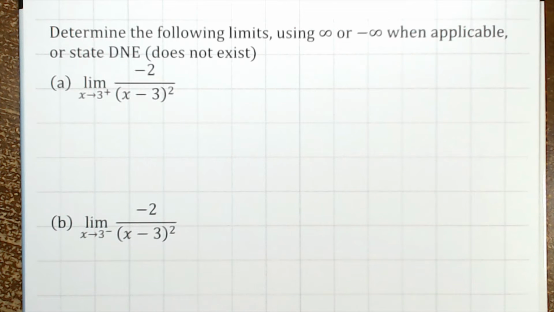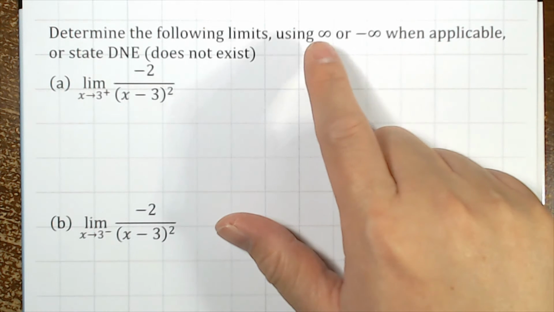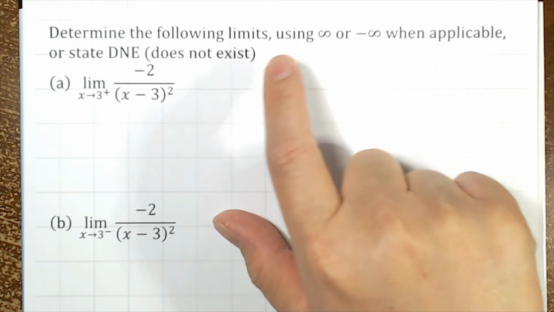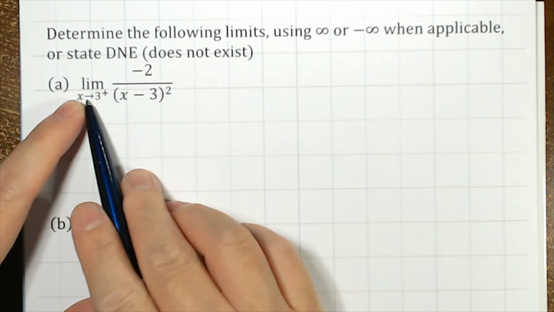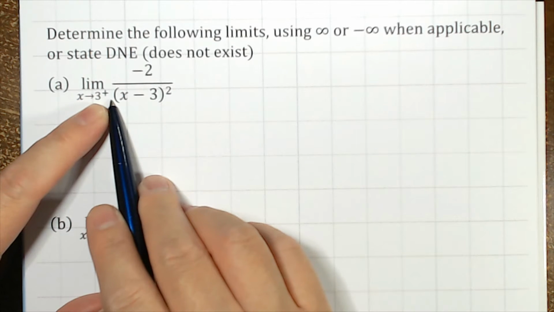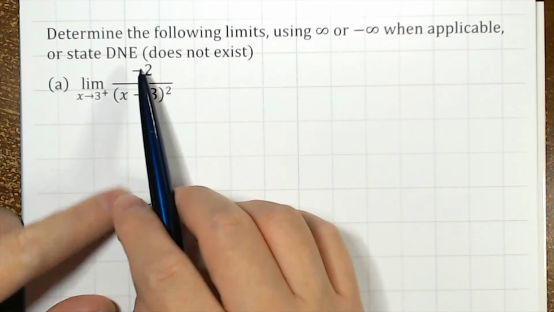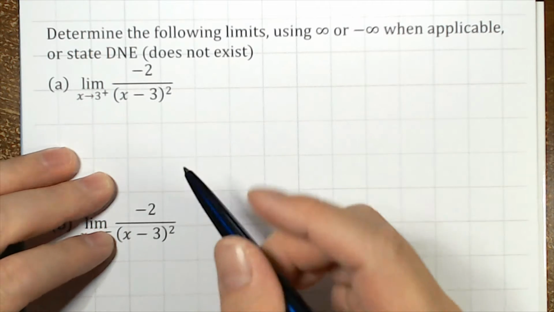Determine the following limits, and it could be infinity, negative infinity, or they do not exist. So pretty much what we have here is infinite limit. First, when x goes to 3 from the right hand side of negative 2 over (x minus 3) squared.